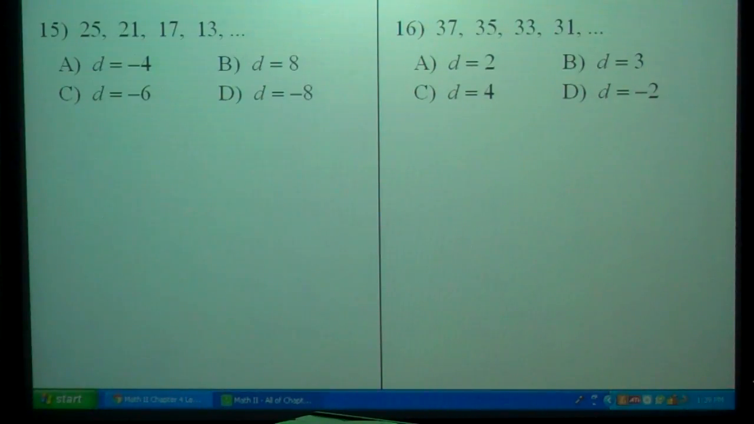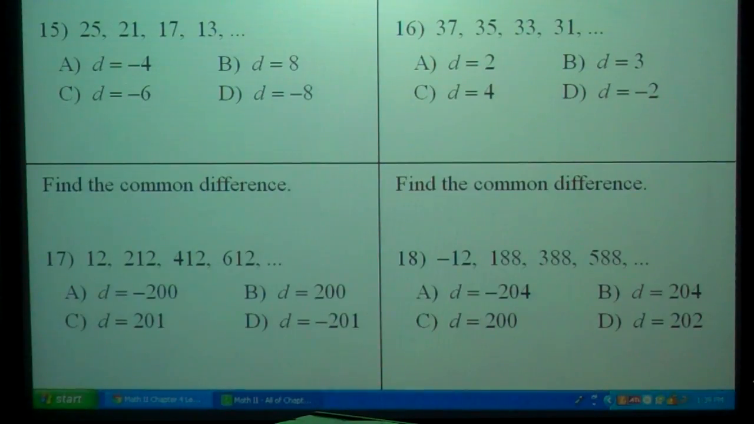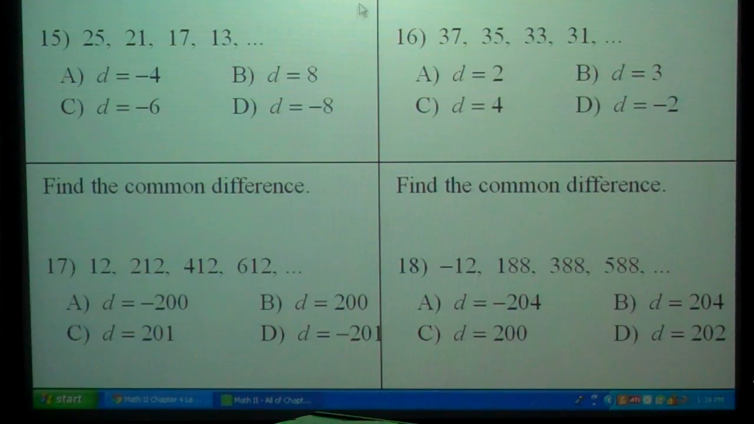Alright, moving right along. 15, find the common difference. That means it's arithmetic. It means it's going down by something or going up by something. Let's see if we can get 4 of them up at the same time. There's all 4 of those. About as big as I can make them. 25, 21, 17, 13, so on and so on.